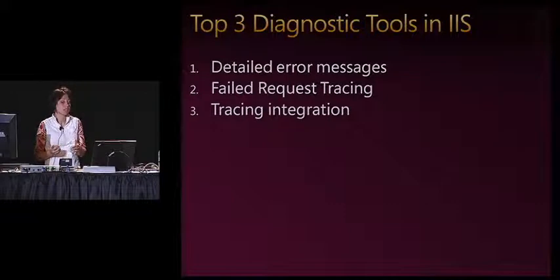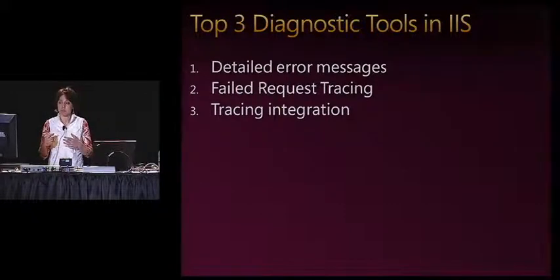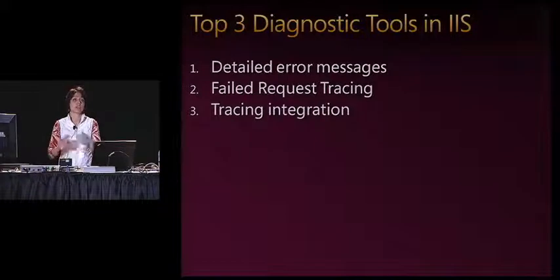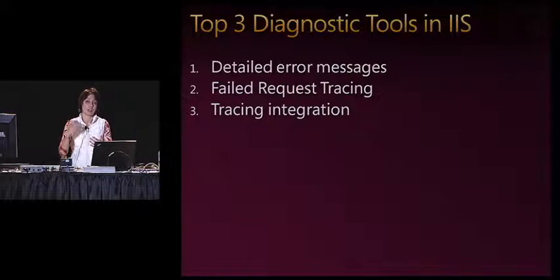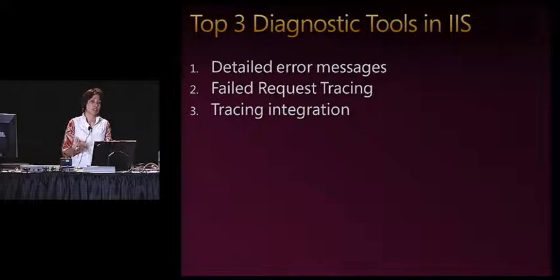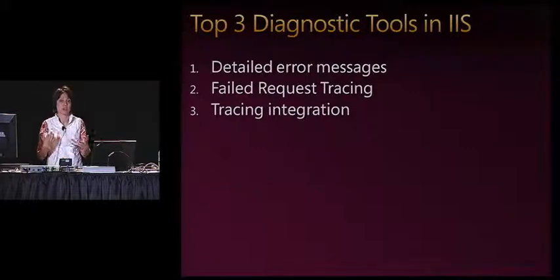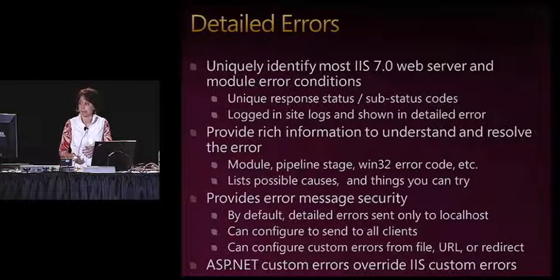Failed request tracing is an even more powerful tool. So let's say that you think that something's going wrong with one of your modules. You can set up a rule or a set of rules. You can get these log files that tell you exactly where in the process pipeline a particular module failed or had problems. It's incredibly valuable. And then the tracing integration, which is just making sure that you can work with the tracing infrastructures that we have with ASP.NET and the CLR.